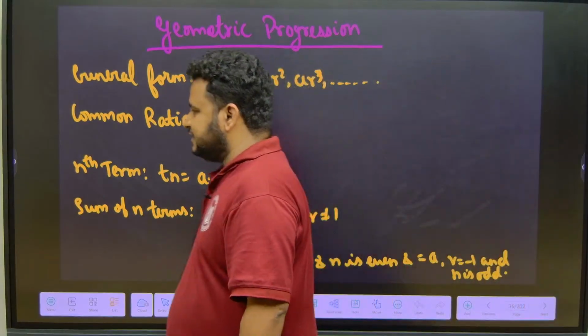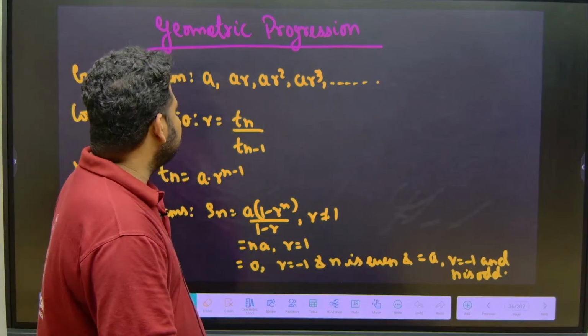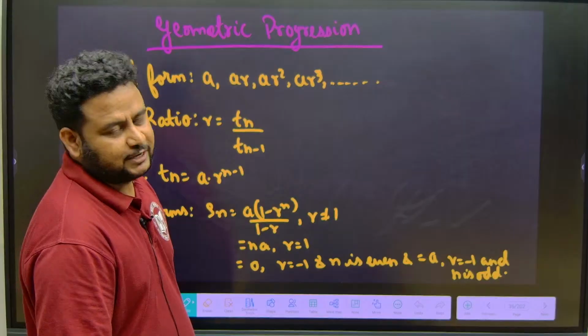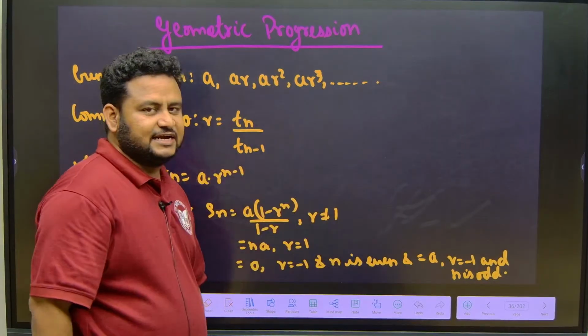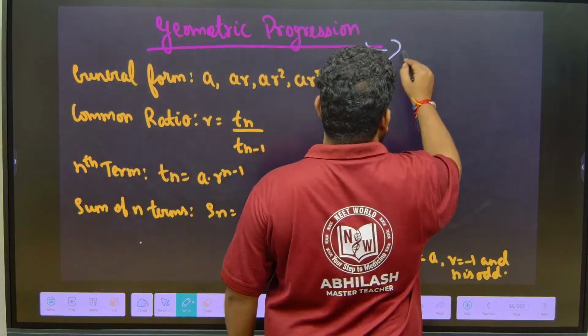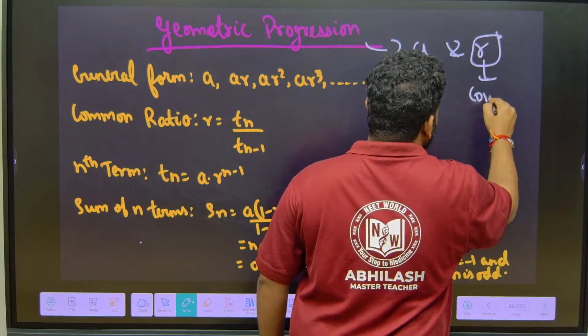Okay, so finally we are done with arithmetic progression. Now we will be doing GP, that is geometric progression. When I talk about AP, we always think about A and D. When I talk about geometric progression, we always think about A and R. Here R is nothing but the common ratio.